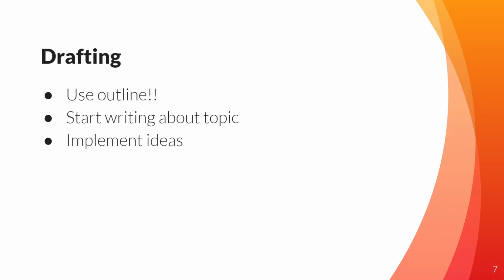Next, I do drafting. Again, I use this outline. I use my key points and I'll start adding more information about it. At this step, I will start writing too. This is just a rough draft to start, and then you can go in and edit it and fix it as you keep going. But this step is where you just implement your ideas.